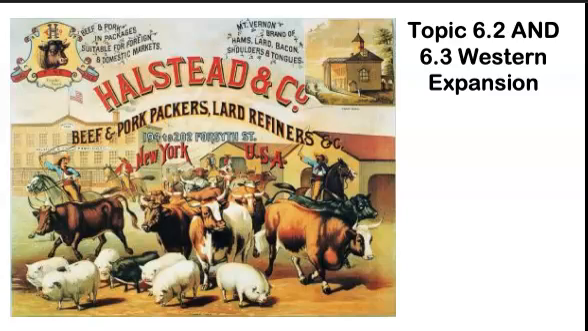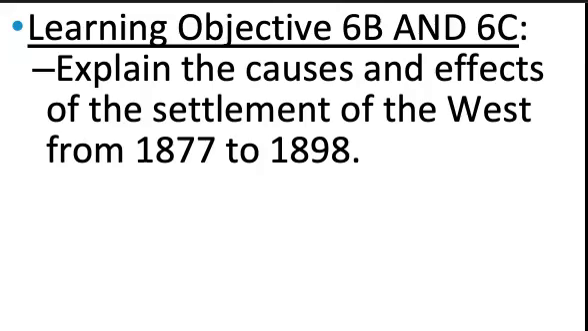We're back for our next lecture here in AP US History. Today we're going to be covering topics 6.2 and 6.3, Western Expansion. Our learning objectives today are exactly the same. They are 6B and 6C, explain the causes and effects of the settlement of the West from 1877 to 1898.